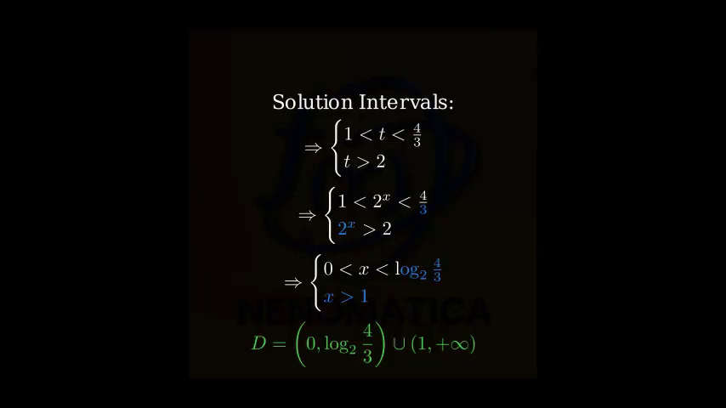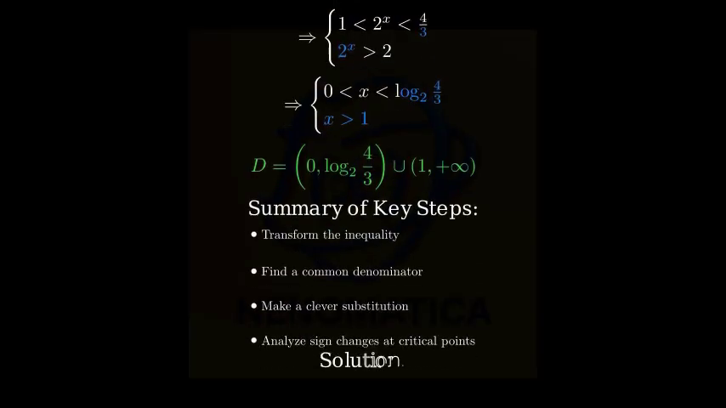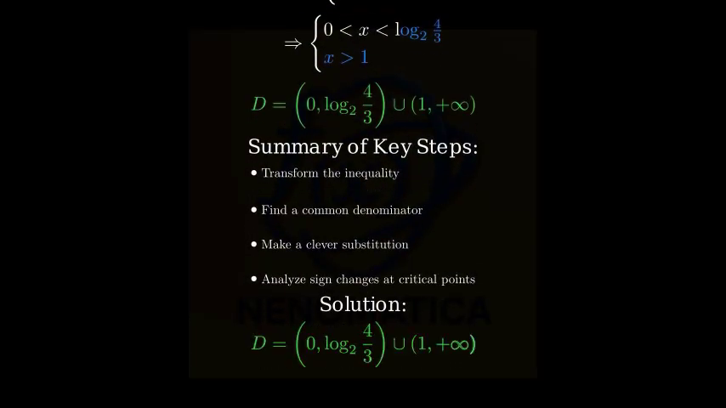Therefore, our solution interval is x is in the open interval from 0 to log base 2 of 4/3. And that's our solution to this exponential inequality. Remember the key steps. First, transform the inequality to get all terms on one side. Second, find a common denominator to combine fractions. Third, make a clever substitution to simplify the expressions. Finally, analyze where the resulting fraction is positive by finding critical points and checking sign changes. With these principles, you can tackle many types of exponential inequalities.